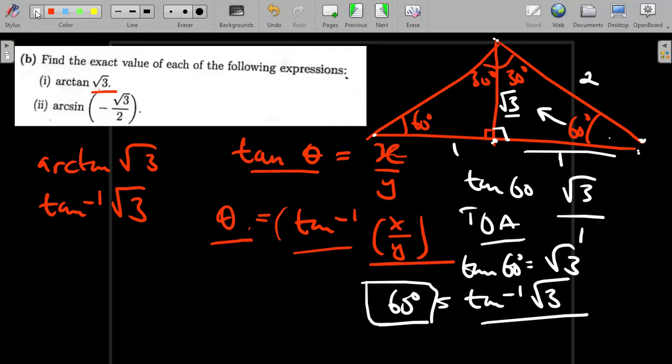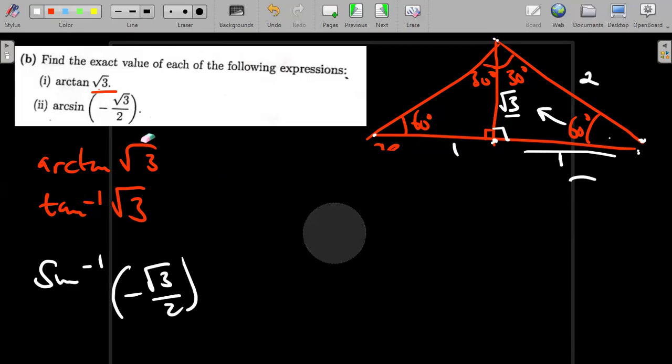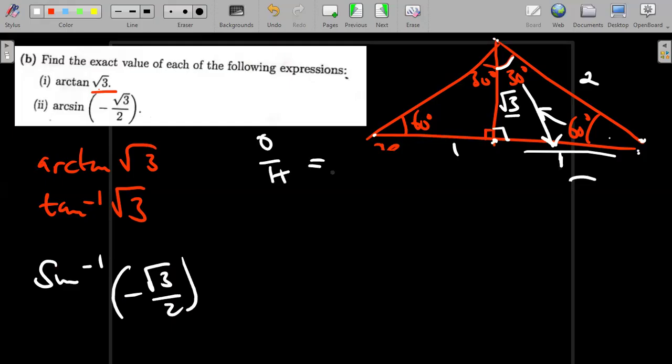The next one is dealing with the arcsine, which is just sine inverse. So sine inverse of negative root of 3 over 2. So how do we get that one? To get that one, we check here, we have 30 and 60. For 30, we know that sine is opposite over hypotenuse. So if we're at 30 degrees here, the opposite of 30 is this side, and this side is just 1.